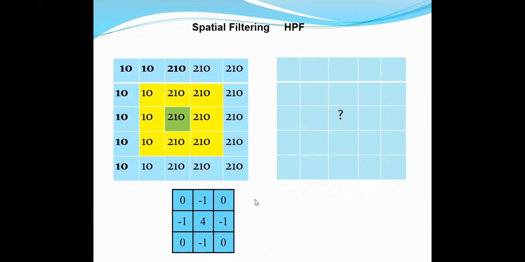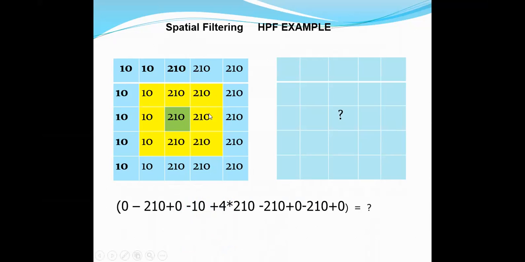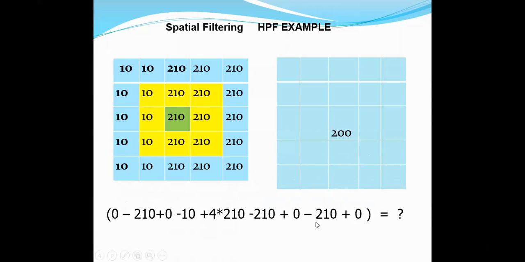Okay, so here when we perform two-dimensional convolution between the given mask coefficients and this image area, you will get these product terms. Your central pixel value 210 is multiplied by 4, and all other terms are as shown here, and the result of this is 200. When we add all these product terms, we get 200.